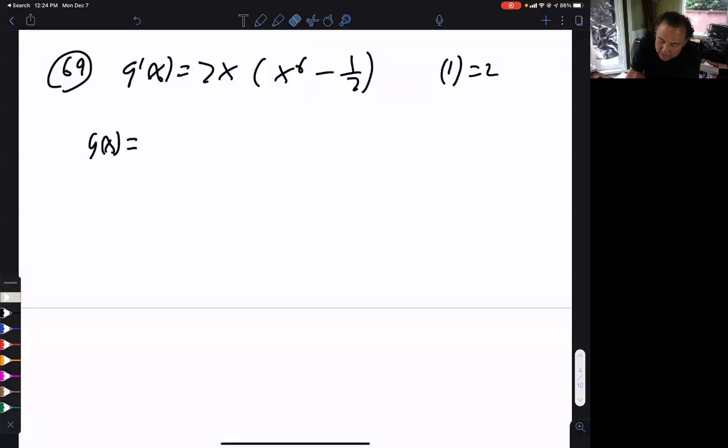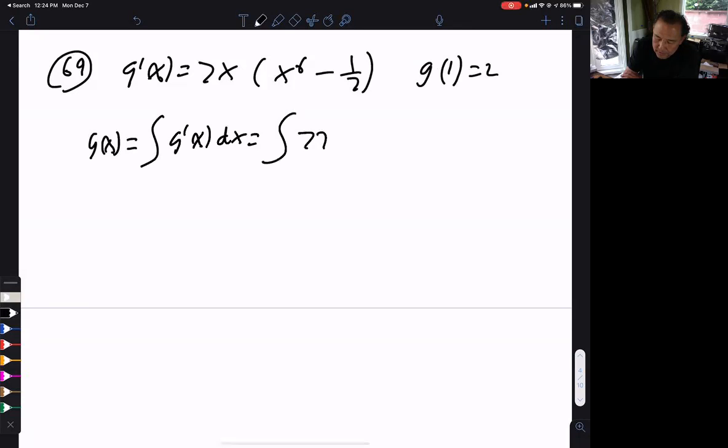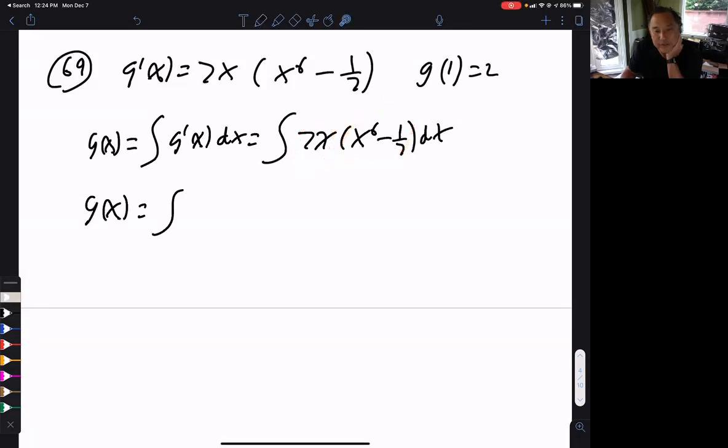So how am I going to do that? Well, to do that, it's going to be the antiderivative of g prime of x, which means it's the integral of this. And I now have a problem. I don't know how to get the antiderivative of that.